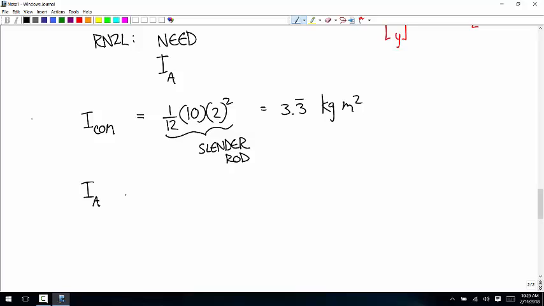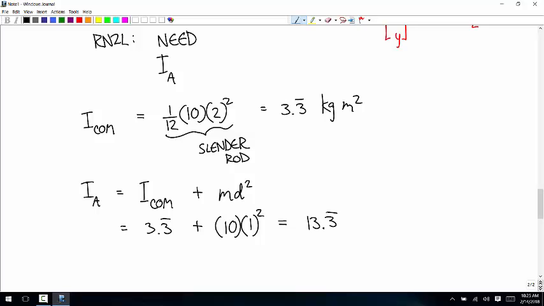The mass moment of inertia about A is equal to the mass moment of inertia about the center of mass plus md squared. So that's 3.3 repeating plus the mass of 10. And then what's the distance from the center of mass to the point we're considering? Yeah, negative or positive, it's squared, so we'll just put in 1. You can think of that as a distance, an absolute value. And so the total mass moment of inertia is 13.3 repeating kilogram meter squared.